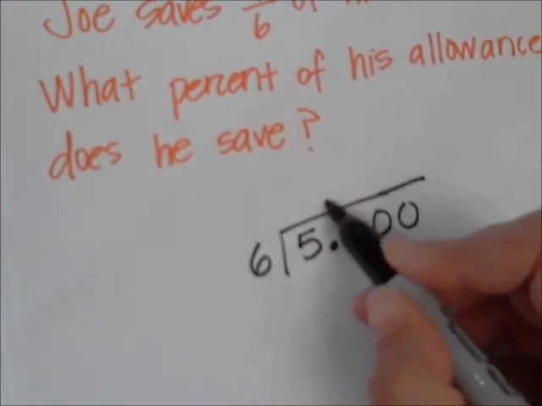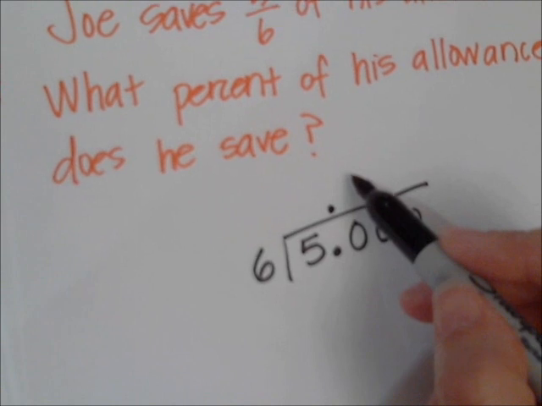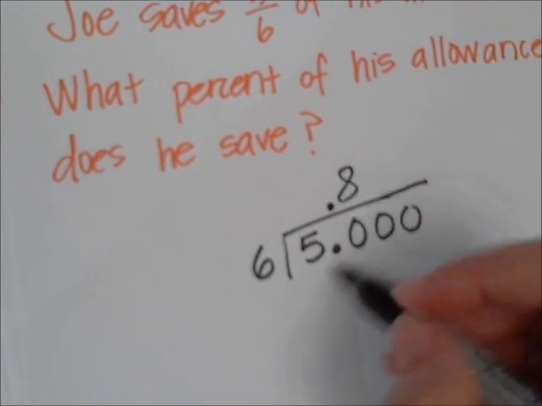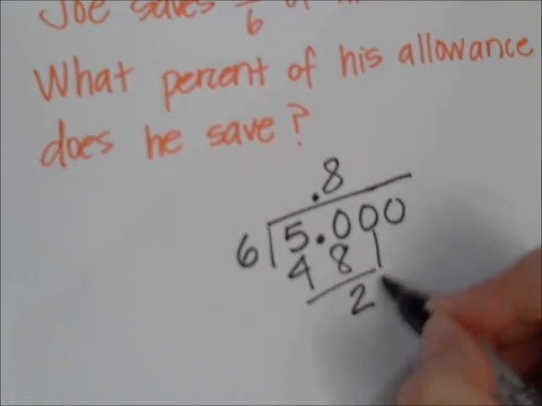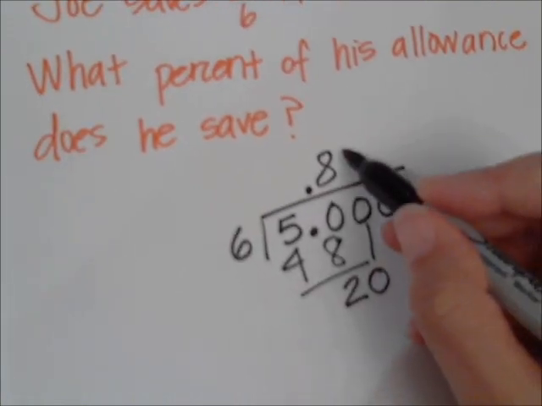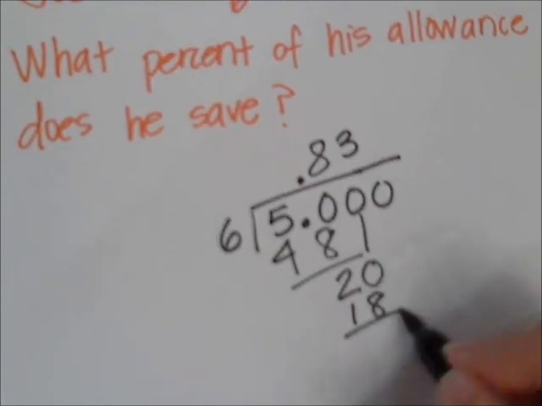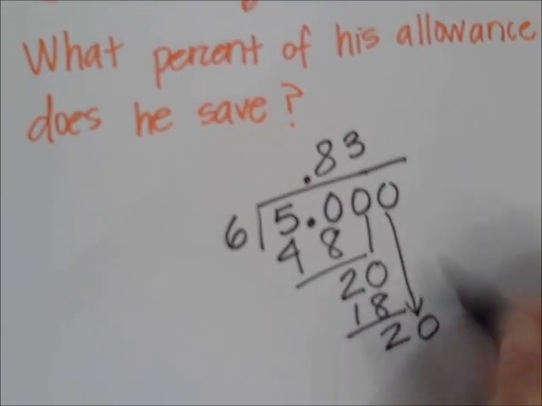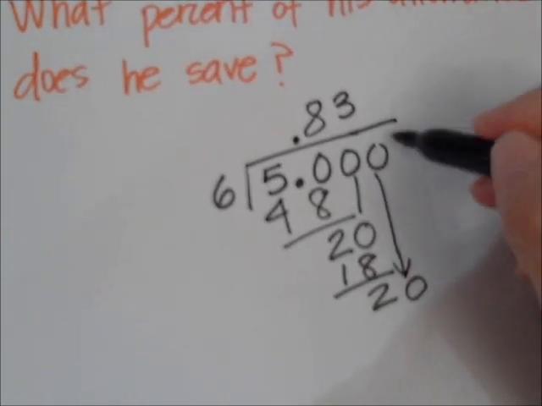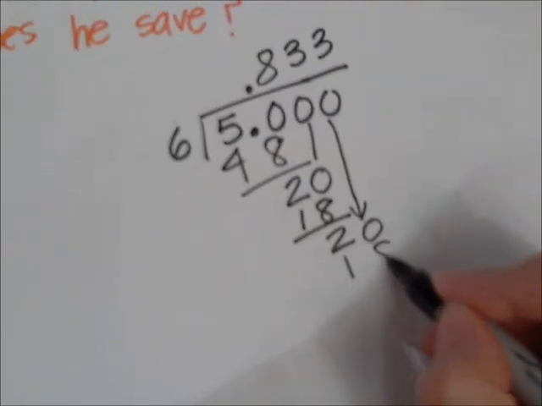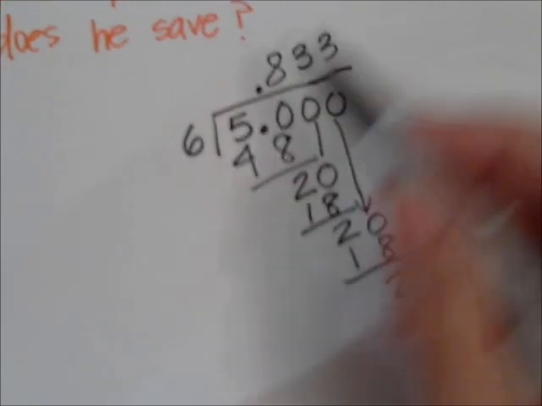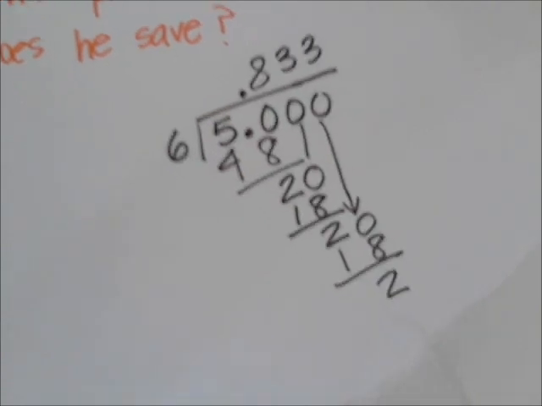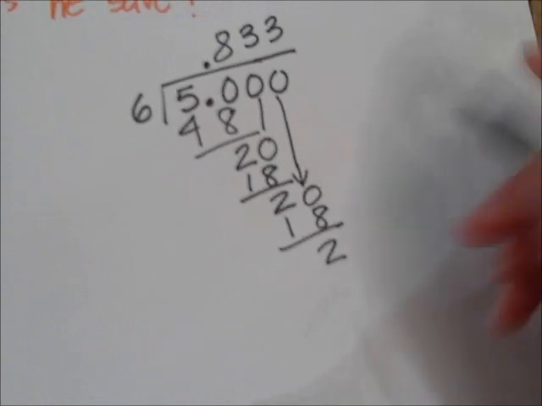So 6 goes into 50. 4 times, no. It goes in there 8 times. 8 times 6 is 48, and I get 2. I bring down that 0, 6 into 20, 3 times. That's 18, 2. And as you can see, this is just going to go on and on and on. That is why this is an approximating percents problem, because we have to round this one off.